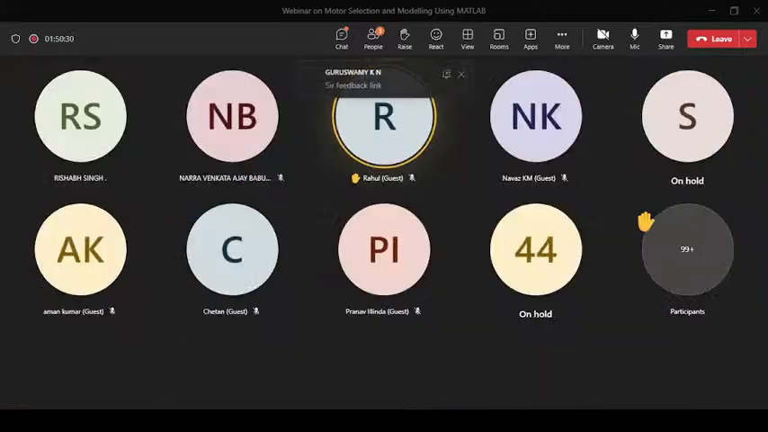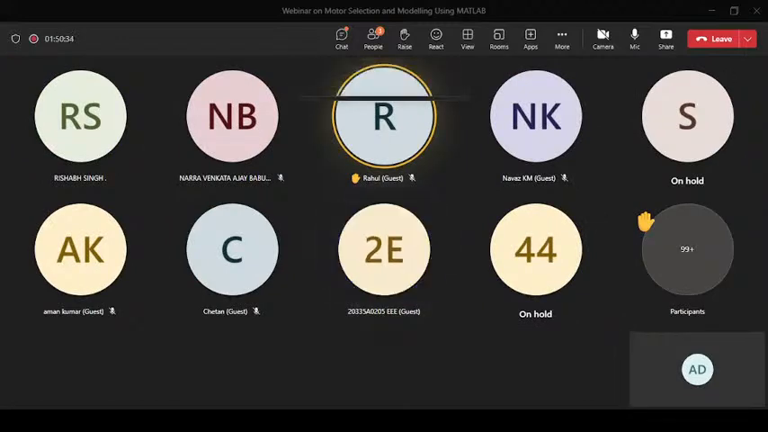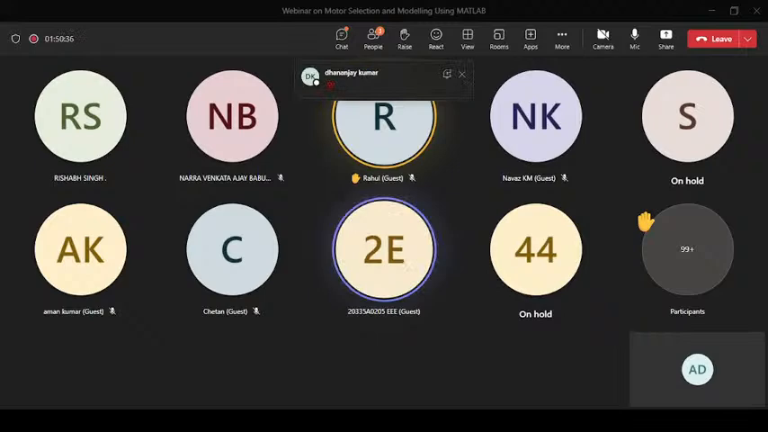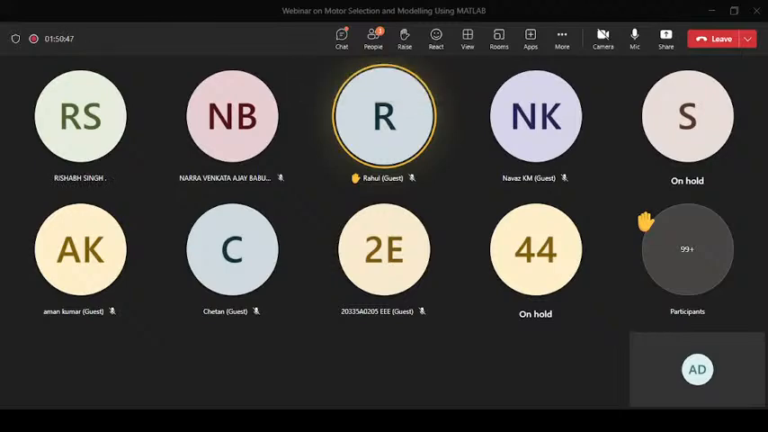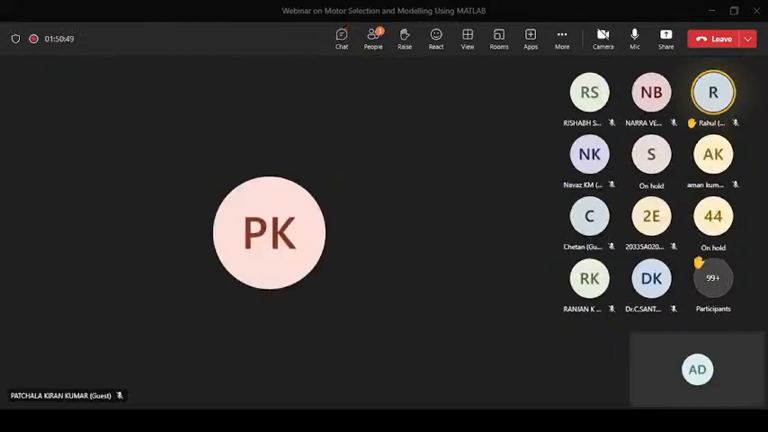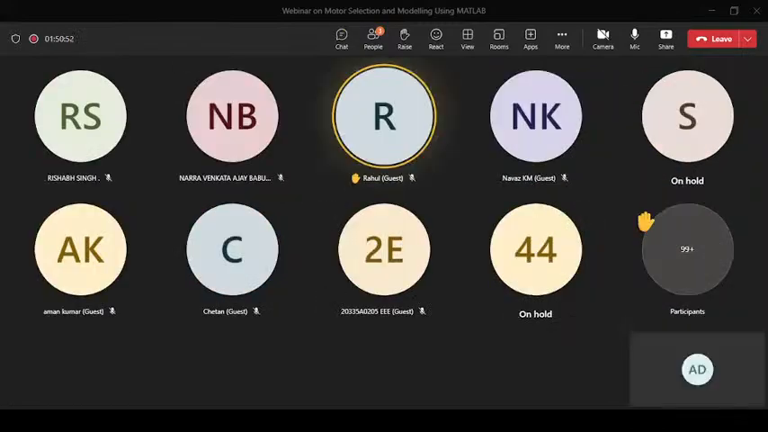Someone is asking me about the feedback link. If I am implementing a controller, then I will require a feedback link there. If we move deeper into motor controller things, I will require the feedback link. Here I didn't use it.